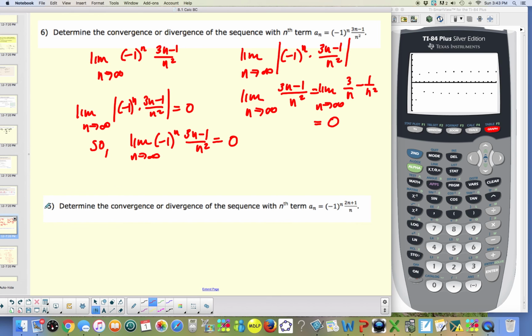Now, how is that different from number 5 that we just finished doing? The difference is that this limit did not go to 0. This limit went to 2. And so we could not invoke that theorem.